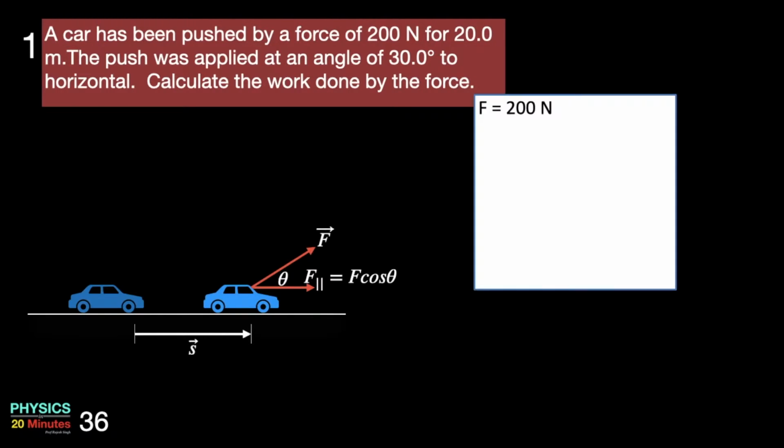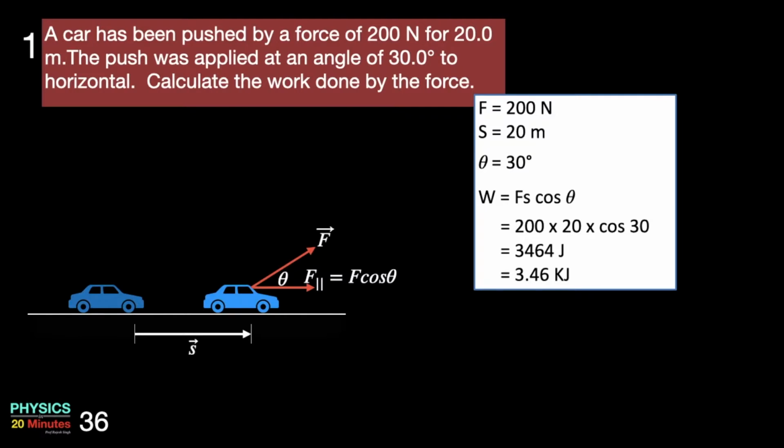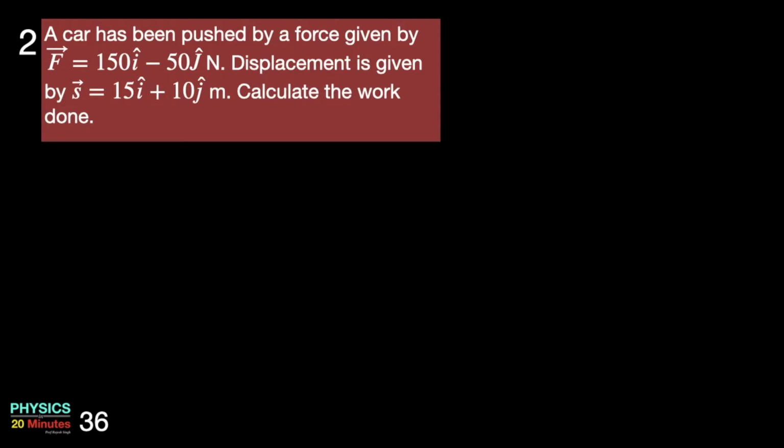So the work done is, the force is 200 Newton, displacement is 20 meter, theta is 30 degree. So work done is Fs cos 30. Substitute the values, solve it. You should be able to get a value of 3464 joule, which is 3.46 kilojoule. Let's take the next one.